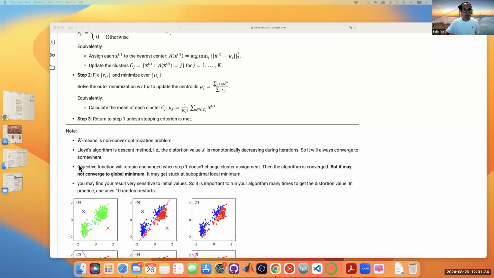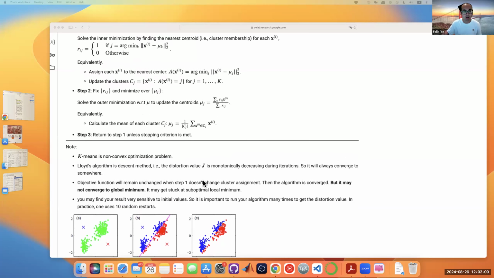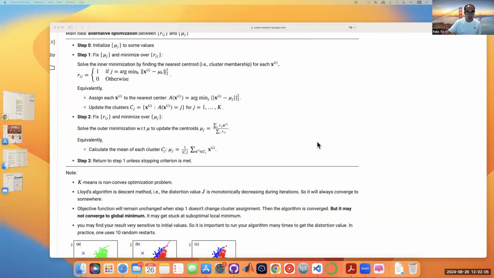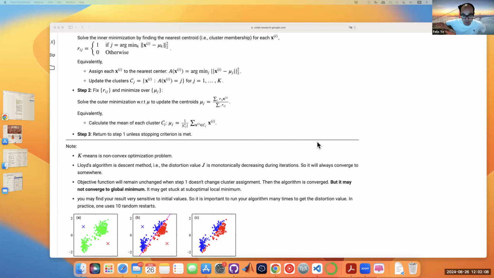If my objective function remains unchanged after step 1 and step 2, and it doesn't change the cluster assignment, that means our algorithm has converged. So my Cj and mu j are fixed. As I said before, it might not converge to the global minimum. It might get stuck at some suboptimal local minimum. So it's very sensitive to step 0, which means your result will be sensitive to the initial conditions.